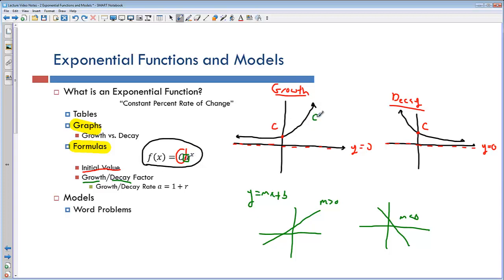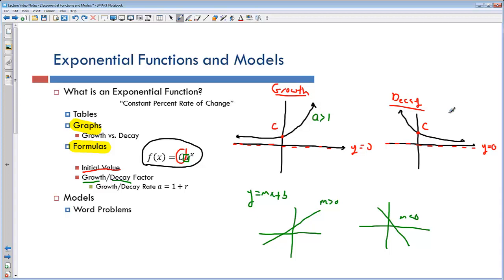So if a is bigger than 1, you're going to get growth. And it's really kind of obvious. If you multiply by a number bigger than 1, something's going to get bigger. So if you have like $50,000, let's say, and you multiply by 1.5, it's not going to get smaller, it's going to get bigger. And so that's why you get growth.